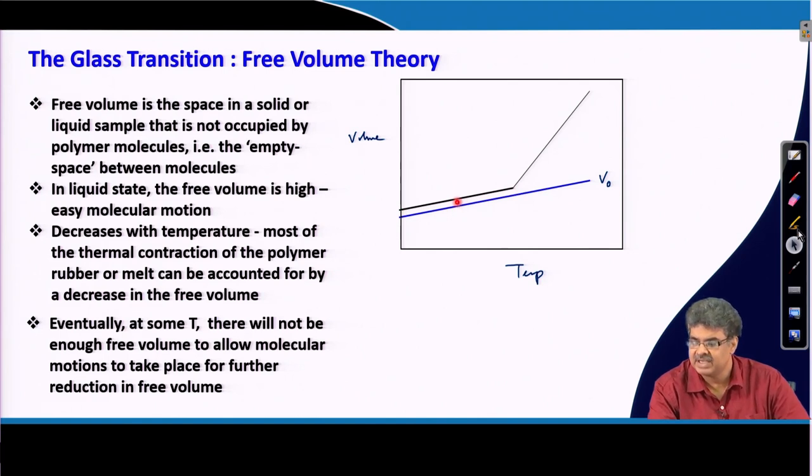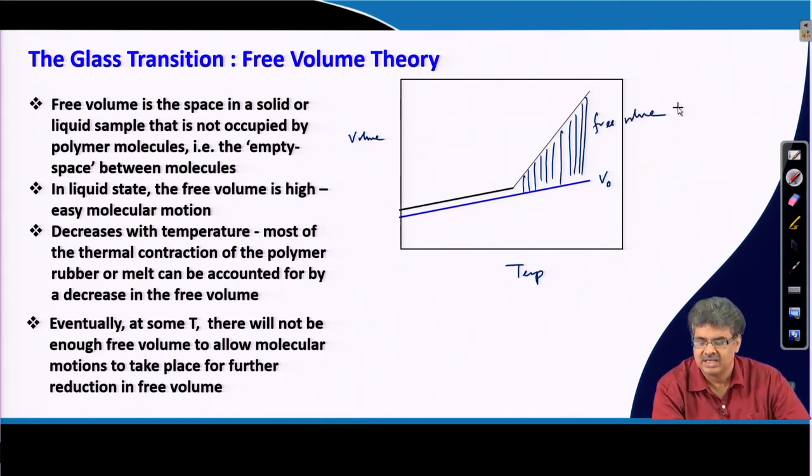Now, this difference between the actual volume and the volume of the polymer molecules is termed free volume. This is called free volume. So, the free volume below Tg remains almost the same. The value of free volume below this Tg is almost constant no matter what the temperature is, whereas above Tg the free volume increases with temperature.